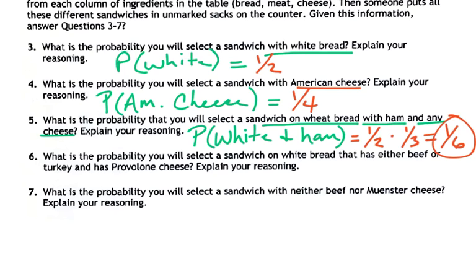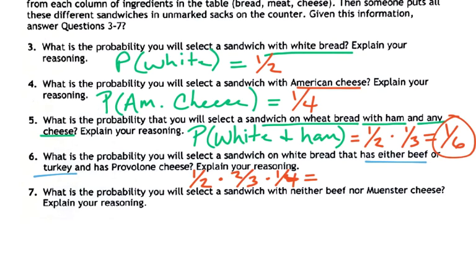Well, we've got to look here, beef or turkey. So that means we're going to be picking 2 types of meat out of the 3. So here we have 1/2 because of our bread, times 2 out of 3 because we get to pick 2 of the 3 meats, and 1 out of 4 because provolone is one of the 4 cheeses.